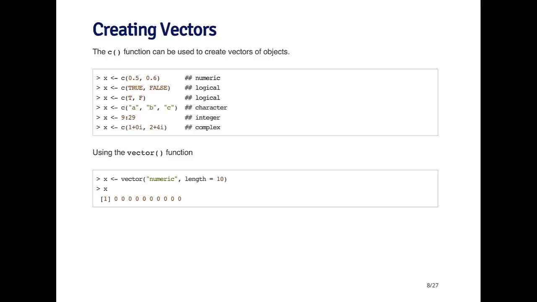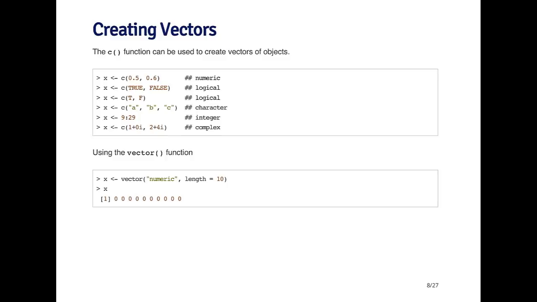So the c function is another function that can be used to create vectors of objects. And you can think of c as standing for concatenate, because it can be used to concatenate things together. So for example, I can create an object called x by concatenating 0.5 and 0.6, and that will give me a numeric vector of length 2, where the first element is 0.5 and the second element is 0.6.